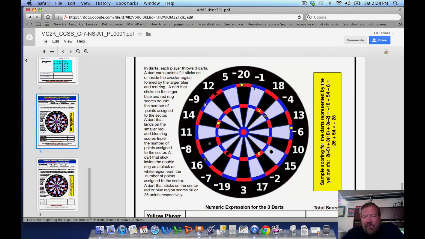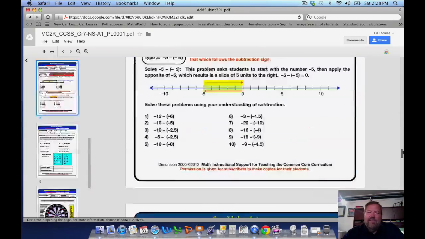The red and blue band on the outside, if a dart lands on that band, it's double the value of the number on the sector. And then we have an inner blue and red band, and if a dart lands on that band, it's triple the value. Anywhere else, it's just the value itself of the sector. Positive and negative numbers, and a lot of fun for the kids as we apply this math topic to the game of darts.